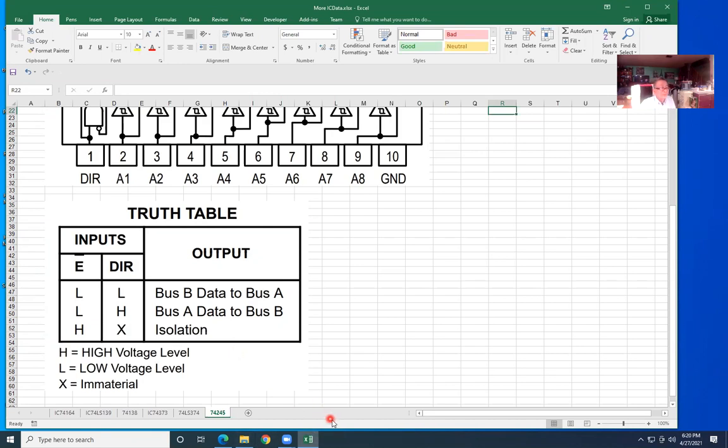Okay, that's all of the ICs you will need for your lab in the future. Now I will go to the D lab number 6.